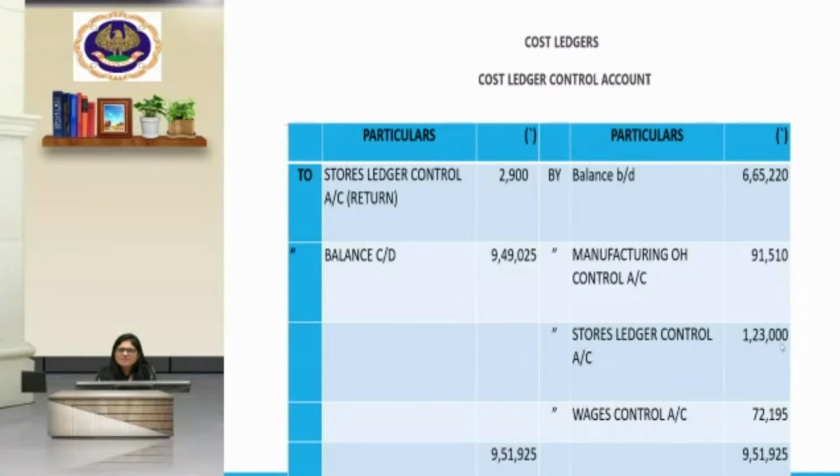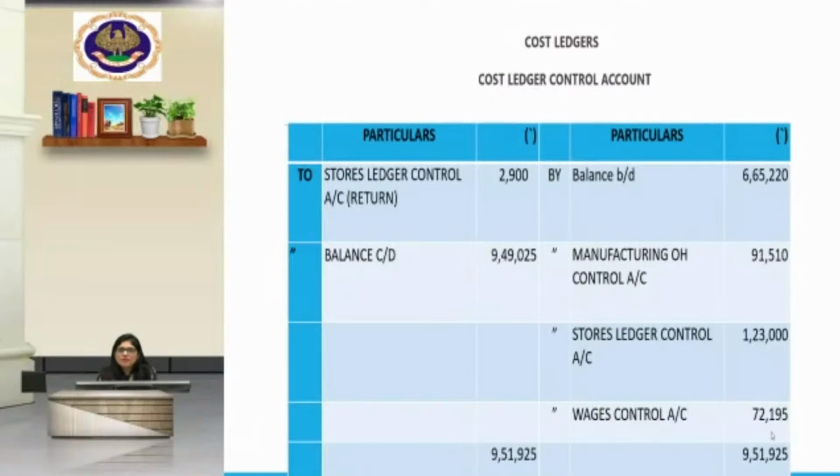Stores ledger, 1,23,000 must have been purchased. We must have purchased material. So stores ledger control account debit to cost ledger control account. That's why it has come to the credit side. It will go to the debit side of stores ledger. This will go to the debit side of manufacturing overhead control account.